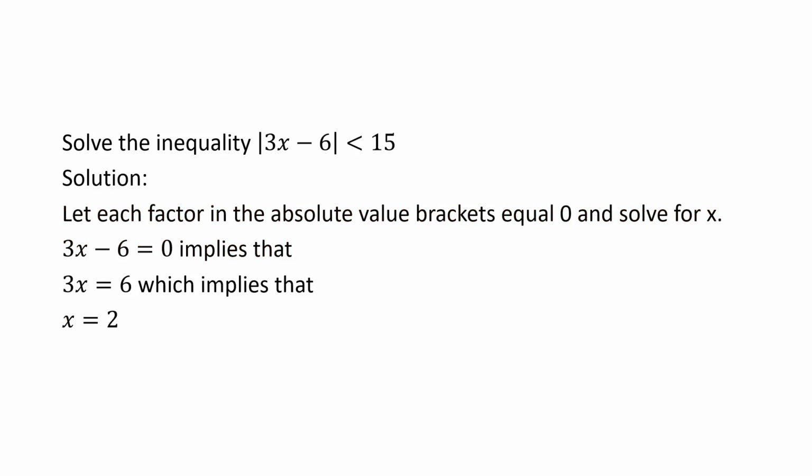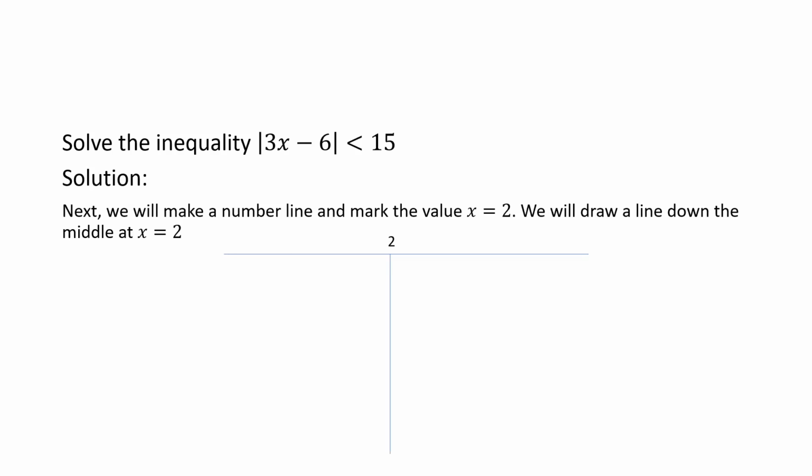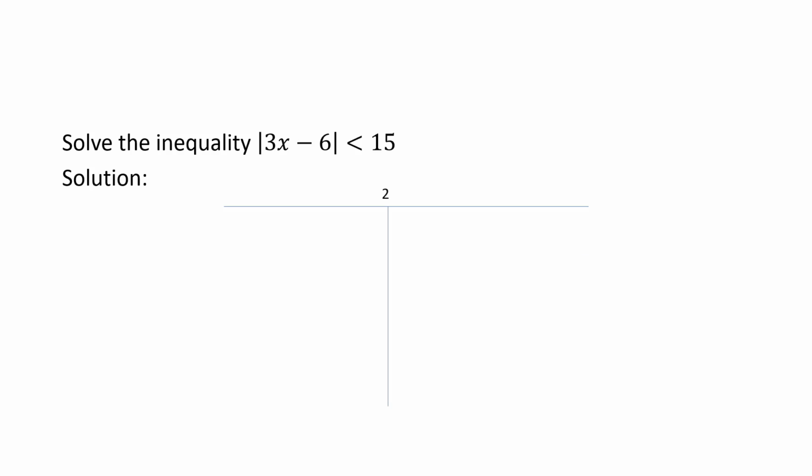So what we're going to do is let the interior of the absolute value bracket equal 0 and solve for x. When we do that, there's only one linear factor in there, and we get x equals 2. So we're going to make a number line, mark the value x equals 2, and draw a line down the middle at x equals 2. I sometimes call that a wall.